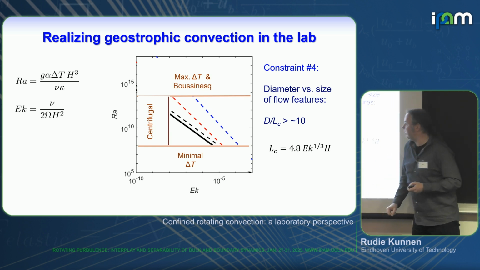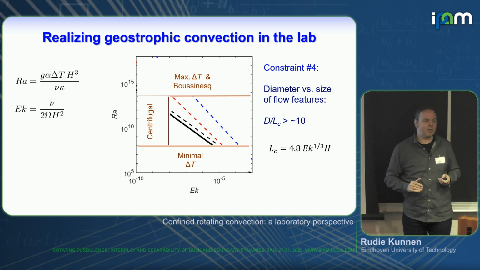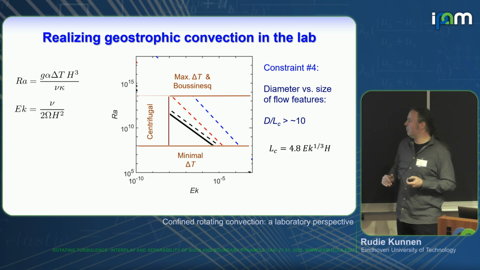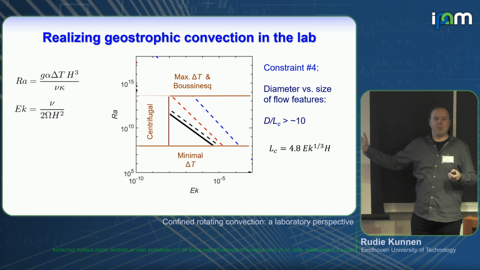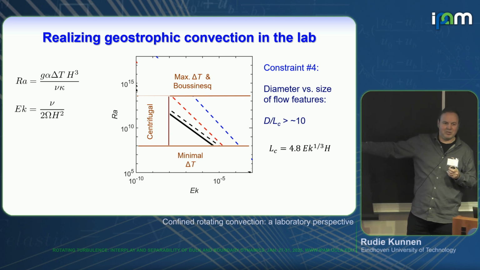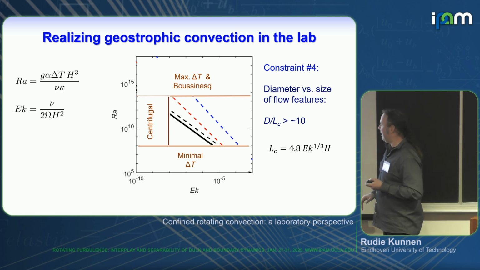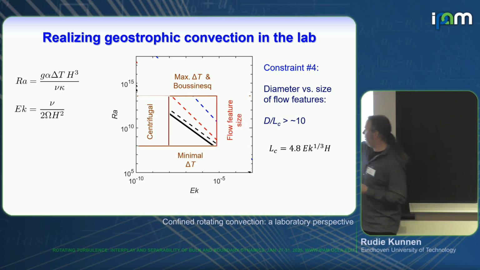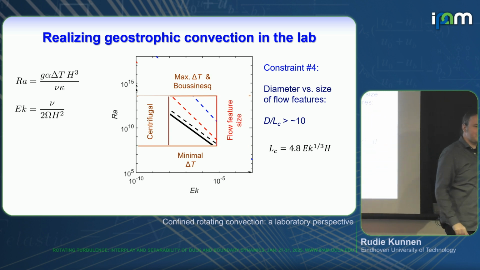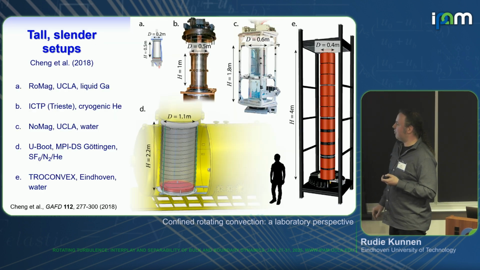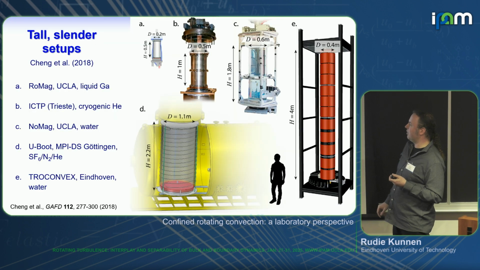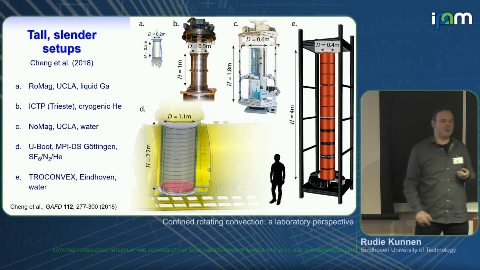And in this case, I chose 10 as a realistic lower limit. And then the argument went, okay, then we're probably safe from any sidewall influences. And this gives an upper limit on the Ekman number. And if you run the numbers, you can find that the solution is to build tall, slender setups.